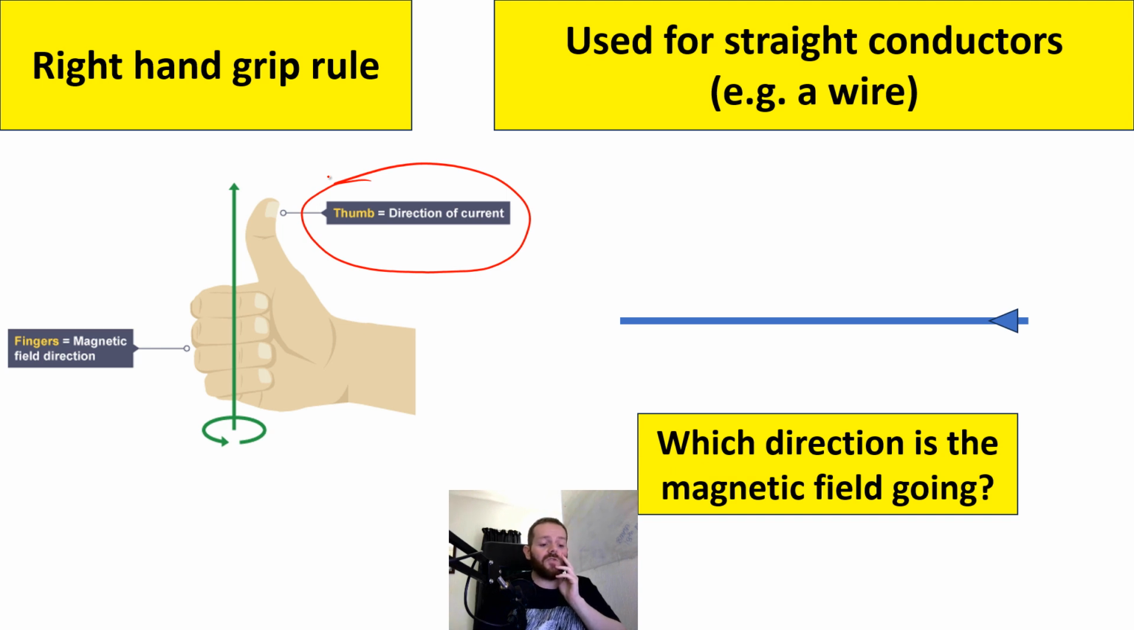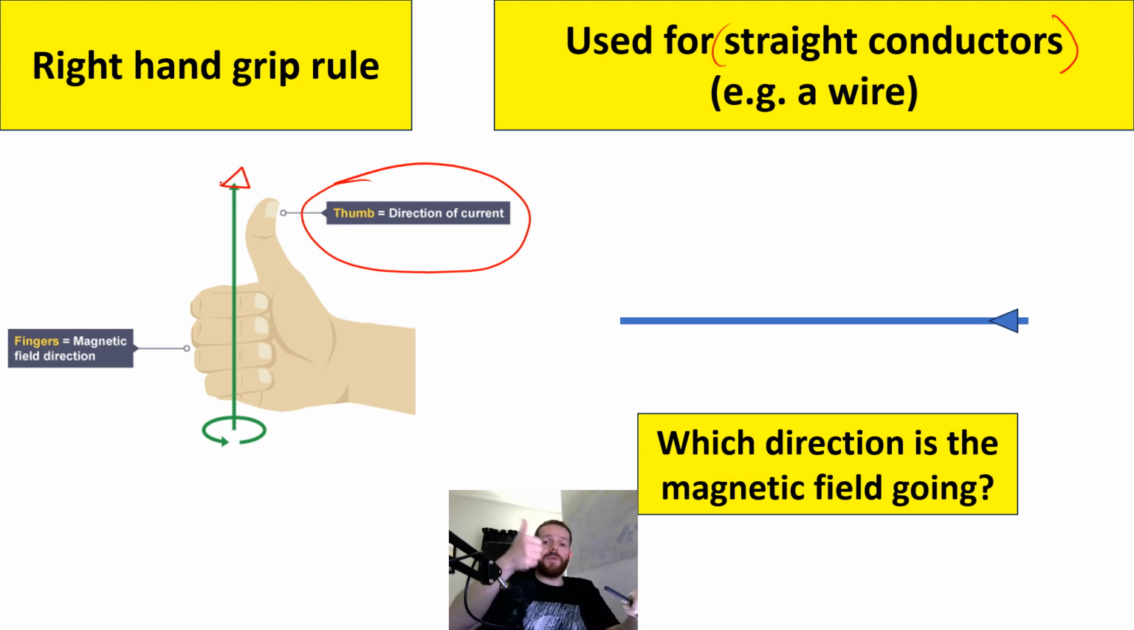If I've got a straight piece of wire, the right hand grip rule is used for a straight conductor, for example, a piece of wire. So I've got a piece of wire here. You can see that this green line with an arrow on it is a wire. The arrow at the top is showing you the direction of the current.